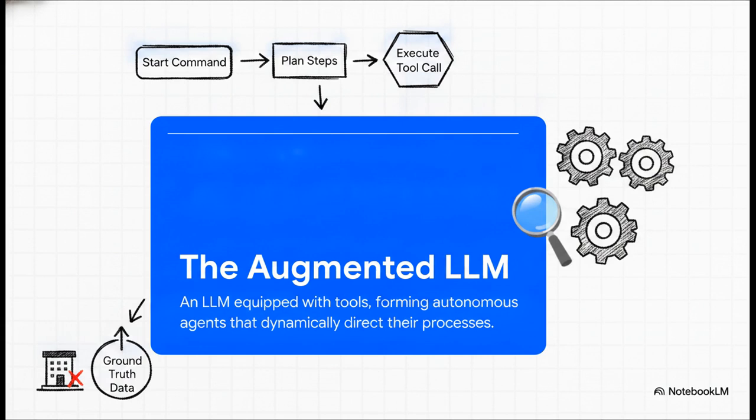And based on the research from Anthropic and our sources, an agent is not just a simple chatbot. It is an augmented LLM. This means it's equipped with specific tools, and it can dynamically direct its own processes. So it begins with a command, it plans out its steps, and then it executes a tool call to run code. Most importantly, though, it pulls ground truth data from the environment. Like it can check actual clash detection results via an IFC export to assess its own progress before moving on to the next step. Exactly.